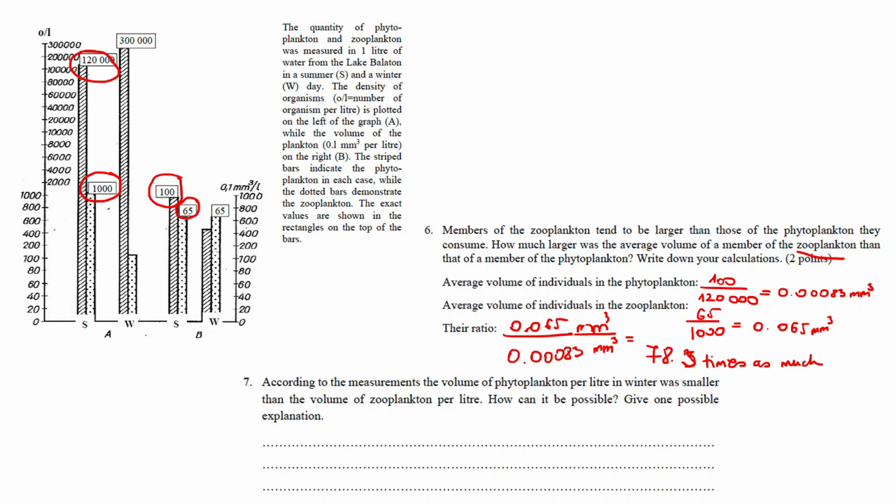Okay. According to the measurements, the volume of phytoplankton per liter in winter was smaller than the volume of zooplankton per liter. How can it be possible? Give one explanation. I just wrote here plants produce more biomass than animals because I think that's a very obvious answer for this question, but if you check the answer key, you can see that alternative answers would also be accepted, like in winter plants might have died at higher rate than animals, or members of zooplankton might have found alternative organic food sources, and so on. So please always check the key because there are very good ideas there too.